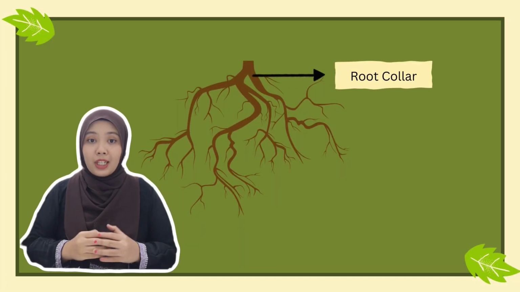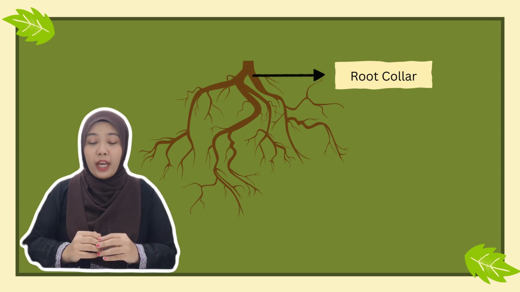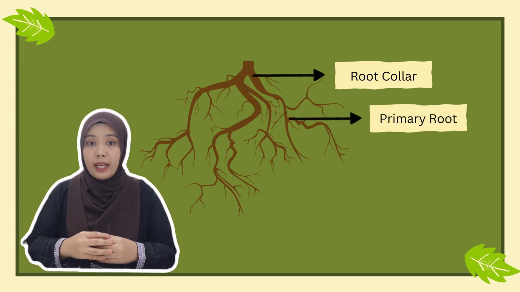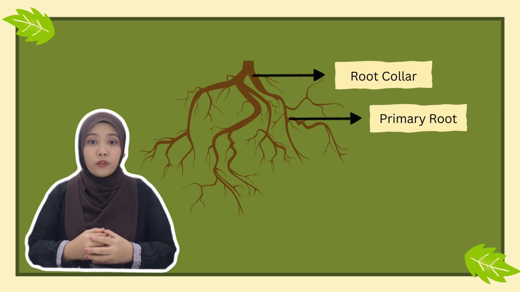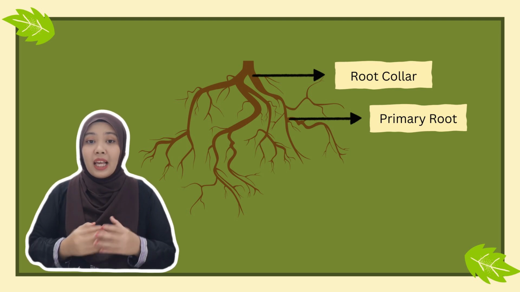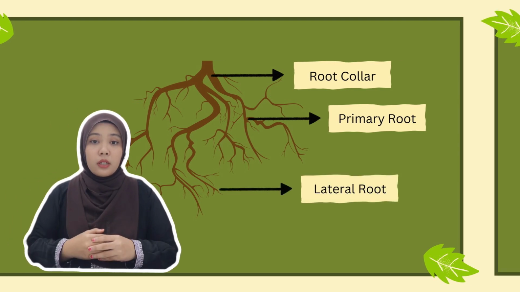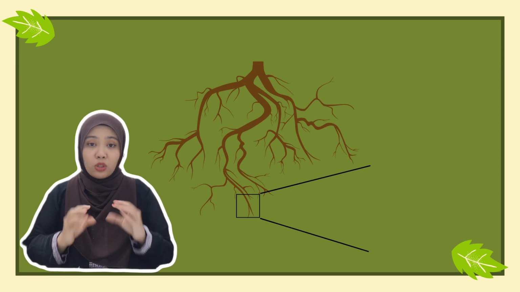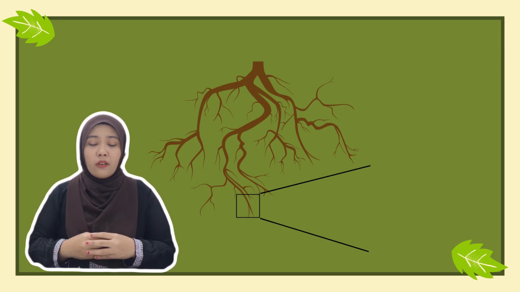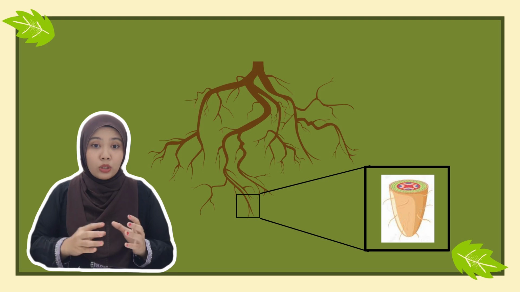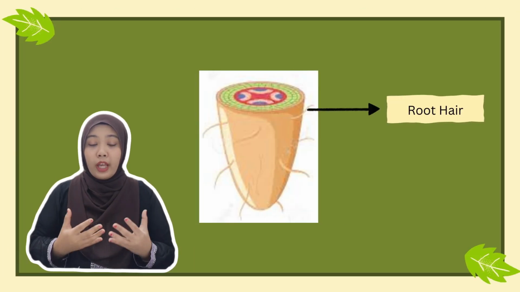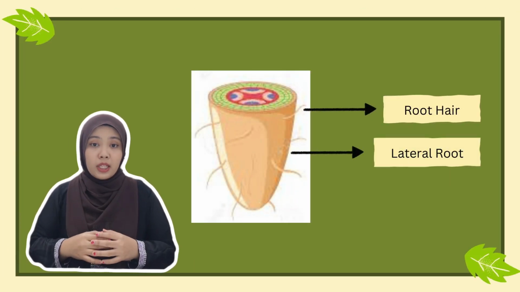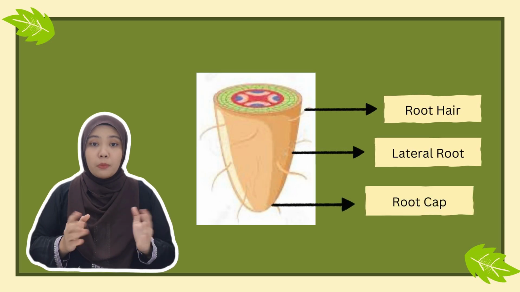The first structure is the root collar. Then we have the primary root, and lastly, the structures branching off are called lateral roots. Now students, how about we zoom in on the structure? There are other root structures that students will learn: root hairs, lateral roots, and lastly, root caps.